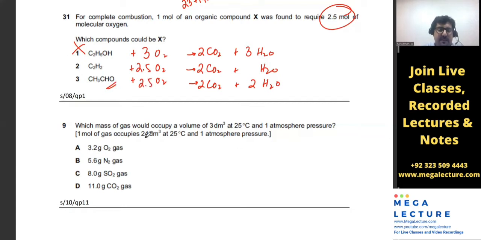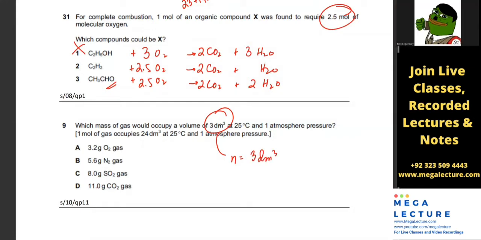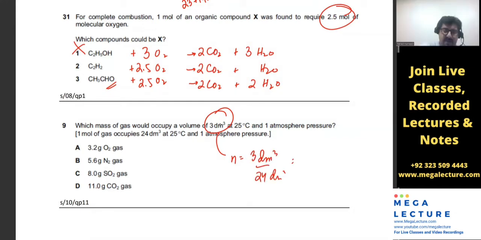Okay. Which mass of gas would occupy a volume of 3 dm cube at RTP, right? He's talking about the 24 dm cube. How many moles is this? How do you find moles? That's volume divided by 24. It's 0.125. So 0.125, right? If it's 0.125 moles, which one of these gases is 0.125 moles? The first one, 3.2 divided by the MR of oxygen, 32, that is definitely not 0.125. N2, that's 5.6 divided by 28. So that's more than 0.125.